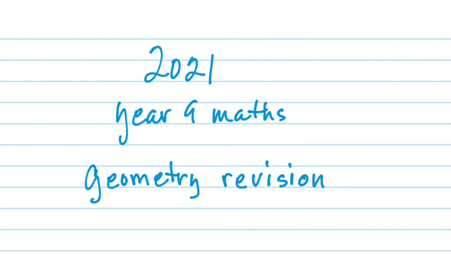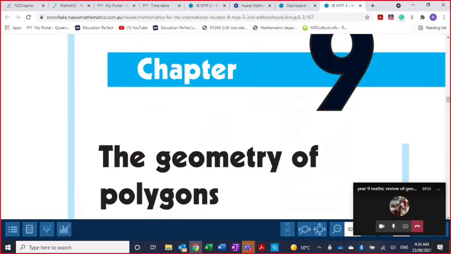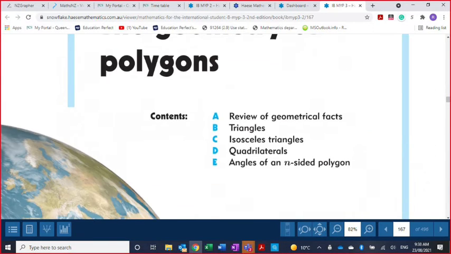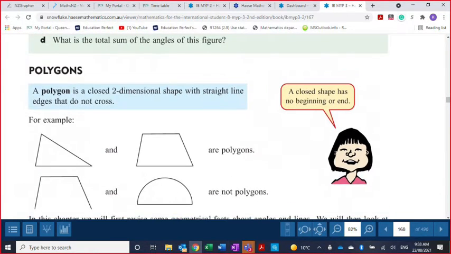Okay, so let's just go to the book because their pictures are way better than what I can draw. So this is chapter 9 of your book, page 167, but we're actually going to start a little bit further down. Okay, here we go. So the first thing we want to talk about is the idea of a polygon. Now, a polygon is any closed two-dimensional shape with straight line edges that do not cross. Now, I'll give you a minute to write that down.